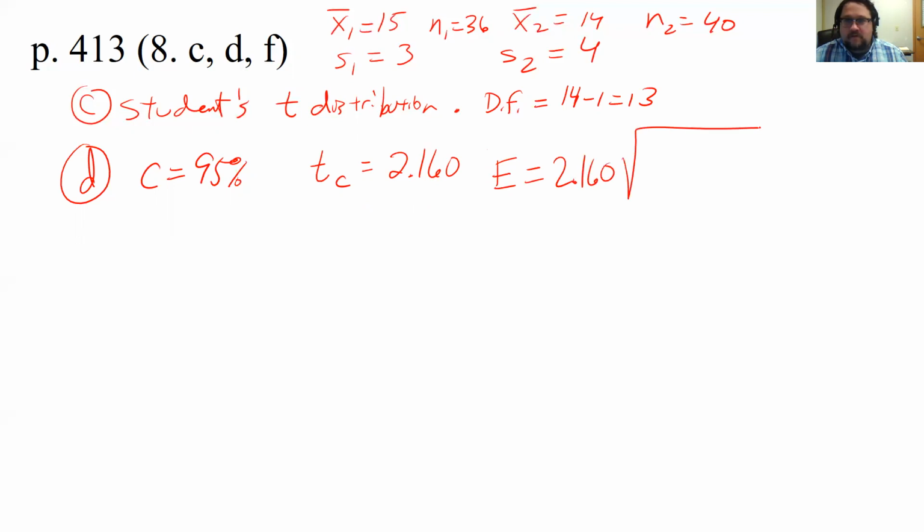All right, so let's figure out our new margin of error. 2.160 times the square root of your first standard deviation. Oops, that's not it. It's 3. I'm getting ahead of myself. 3 squared. That's why I put the 2 there. Its sample size is 36 plus the second one, 4 squared, and its sample size is 40. And so we're going to put that in our calculator.